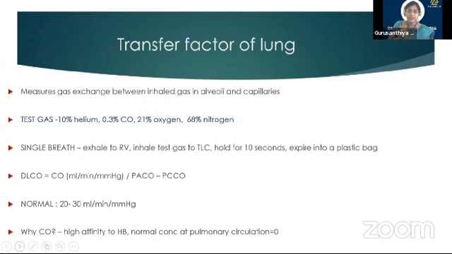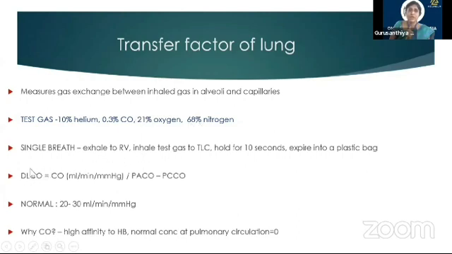You see the concentration of carbon monoxide which the patient has inspired and the patient has expired, and then you determine the diffusion capacity across the lung capillaries. What is the test gas used? It is 10% helium with 0.3% carbon monoxide with 21% oxygen as normal, and the remaining is nitrogen.